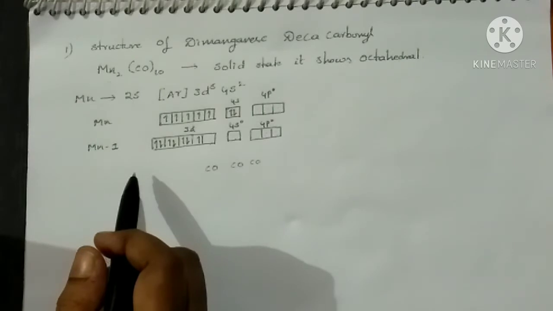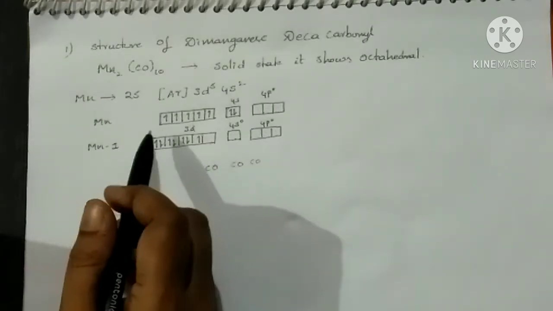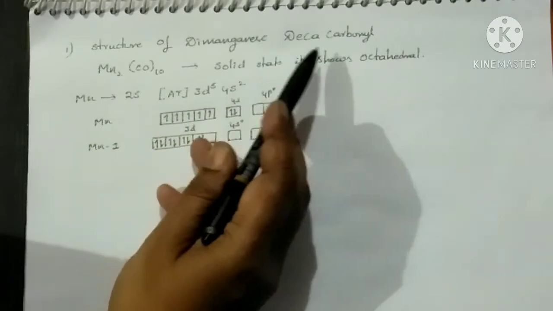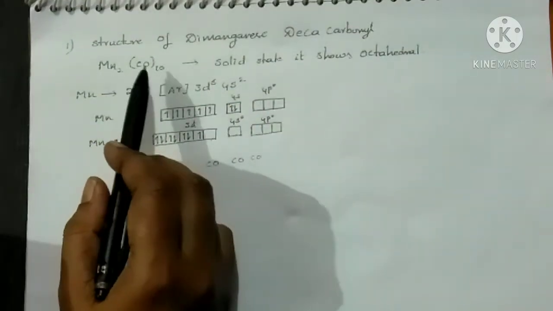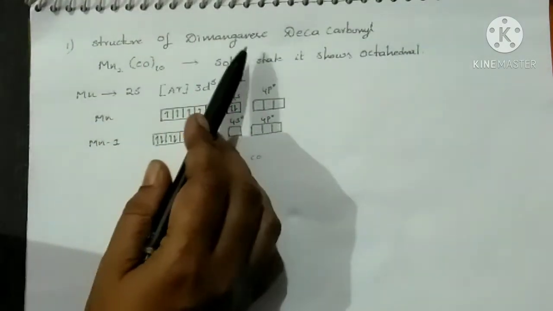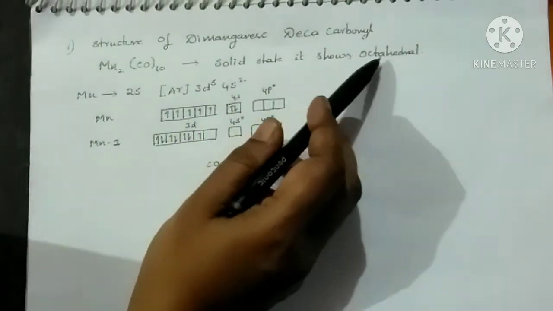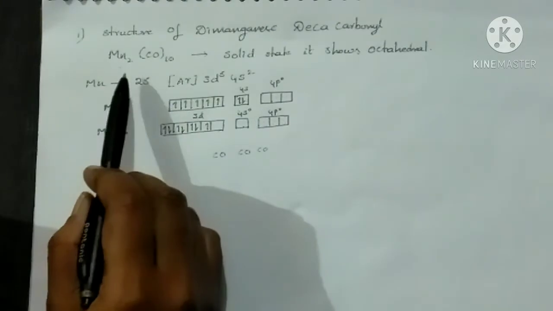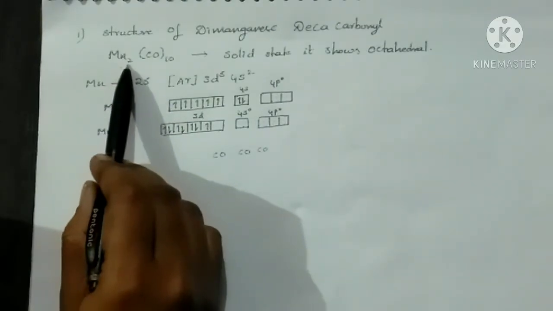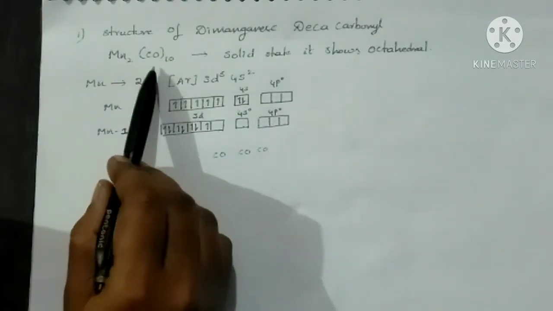This is part 2 video, metal carbonyls, which includes the structure and shape of polynuclear metal carbonyls. In this, first we go for dimanganese decacarbonyl. If we see the structure of dimanganese decacarbonyl in solid state, it shows an octahedral structure. Here we have two manganese atoms bonded with 10 carbonyl groups.